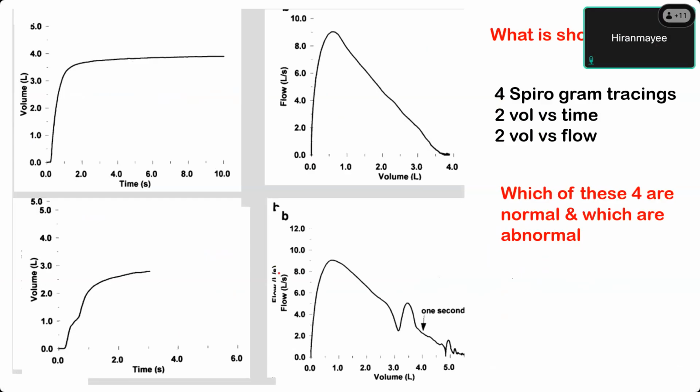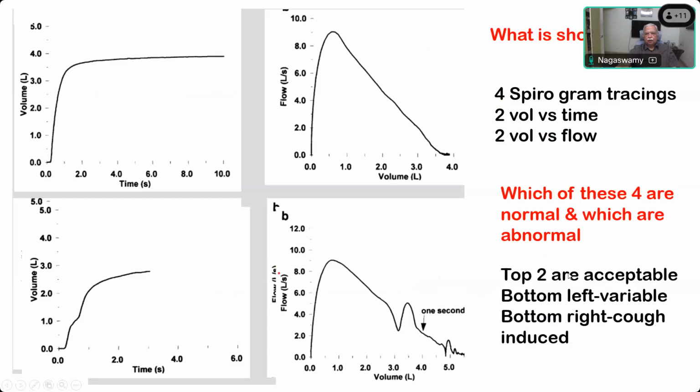The top left is normal, sir. Top left is normal. What about the top right? Obstructive pattern, sir. Normal flow volume. So the two top are acceptable.